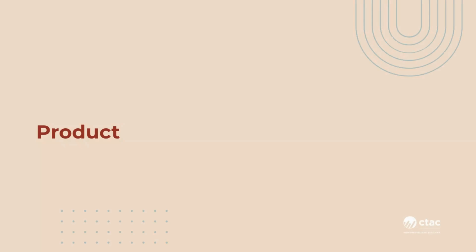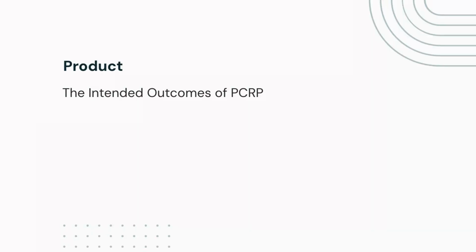Moving on from the philosophical underpinnings of PCRP, let's talk about the product or outcomes that we're after. We can also think of this as the purpose of PCRP, why we do it. In this section, we'll talk about the intended outcomes, impact, and purposes of the approach of PCRP.